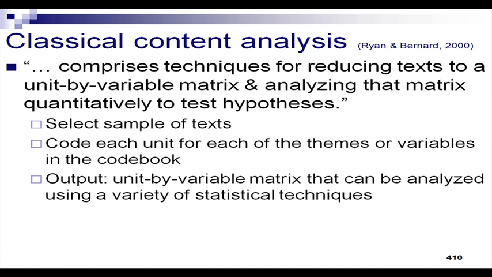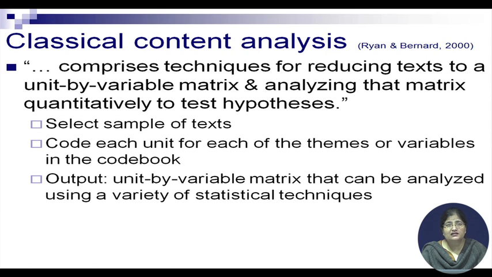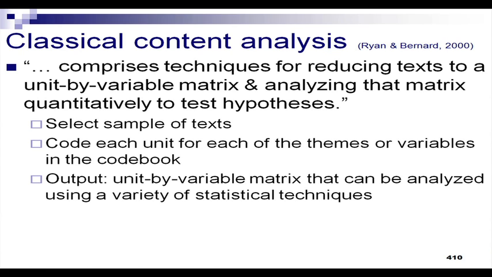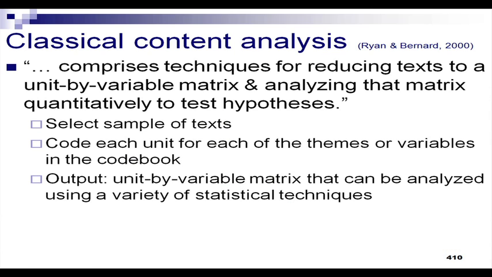Okay. So next, classical content analysis. This comprises techniques for reducing text to a unit by variable matrix and analyzing that matrix quantitatively to test hypotheses. So it includes techniques that reduce the text to a unit by variable matrix, and then we analyze that matrix quantitatively and test our hypotheses, which are our beliefs about a particular phenomenon.